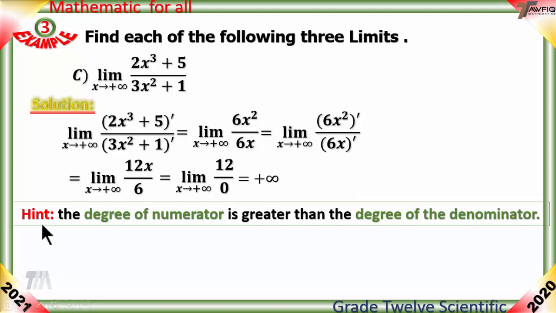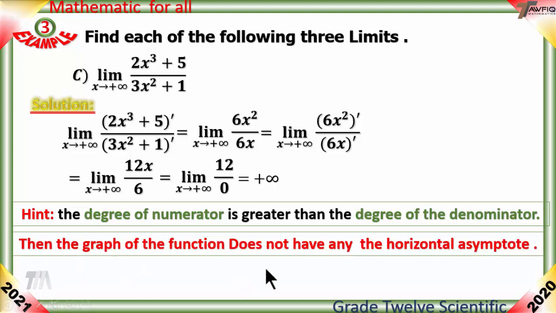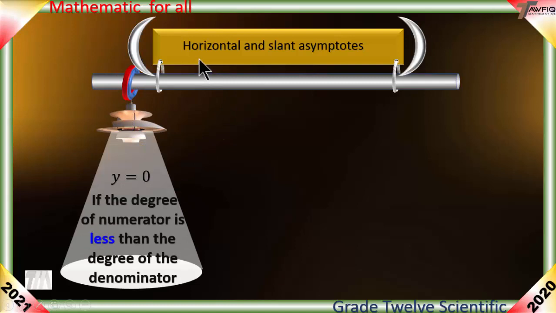Now the degree of the numerator is greater than the degree of the denominator. Then the graph of this function does not have any horizontal asymptote. Maybe it has a slant asymptote, if the degree of the numerator is greater than the degree of the denominator by 1. Now, horizontal and slant asymptotes.